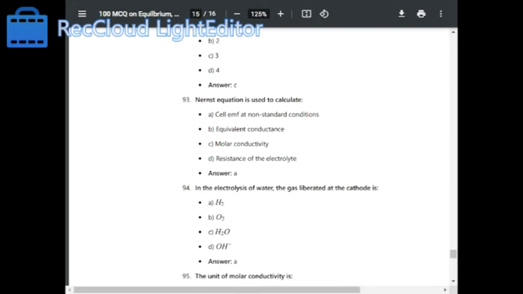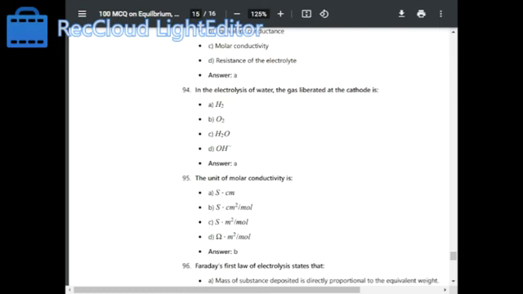Question number 93. The Nernst equation is used to calculate: option A cell EMF at non-standard condition, option B equivalent conductance, option C molar conductivity, option D resistance of electrolyte. The correct answer is cell EMF at non-standard condition. The Nernst equation is used to calculate cell EMF at non-standard condition.